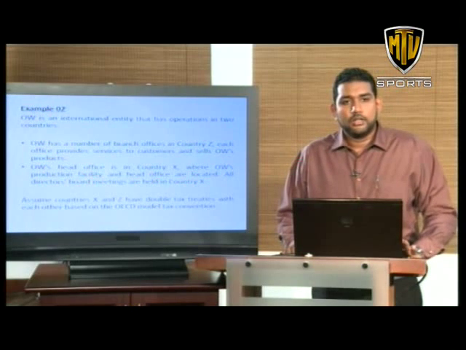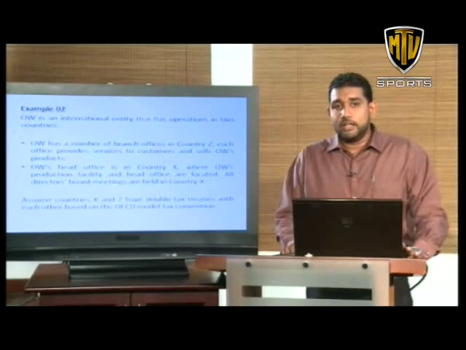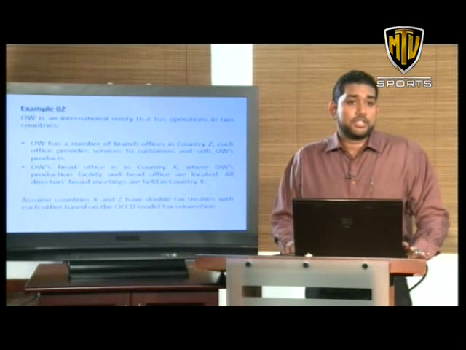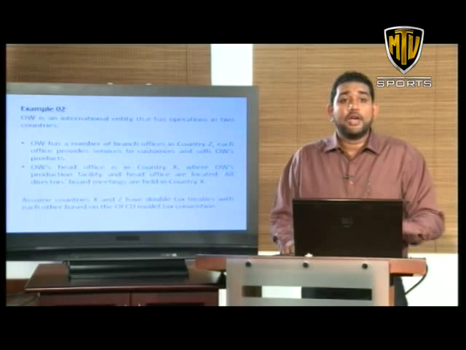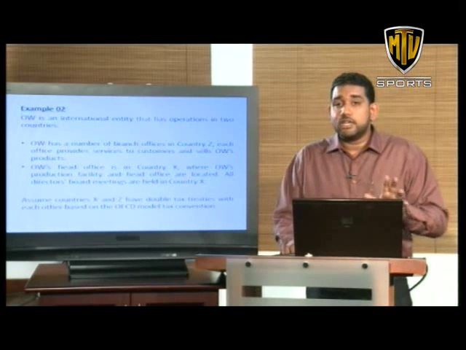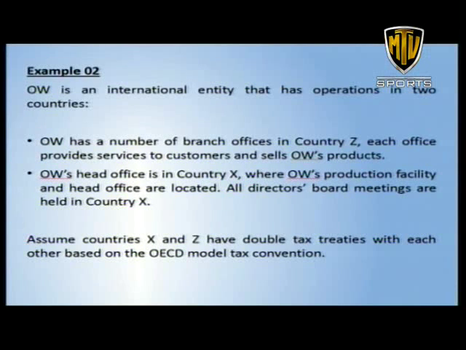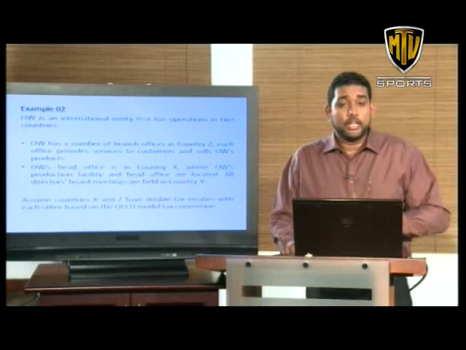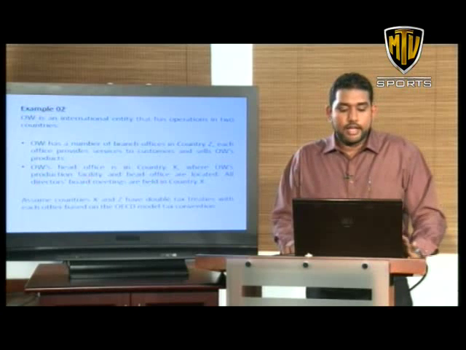So what are we going to do? We don't have much of a problem here, because both countries, X and Z, do have a double taxation treaty, a tax agreement between the two countries, which is in line with the OECD model. So what are we supposed to note here? When you have a tax treaty, the branch income will get taxed in country Z, but when that income is taken back to country X, there will be a double taxation relief available. It could be a deduction, it could be an exemption, it could be a tax credit.